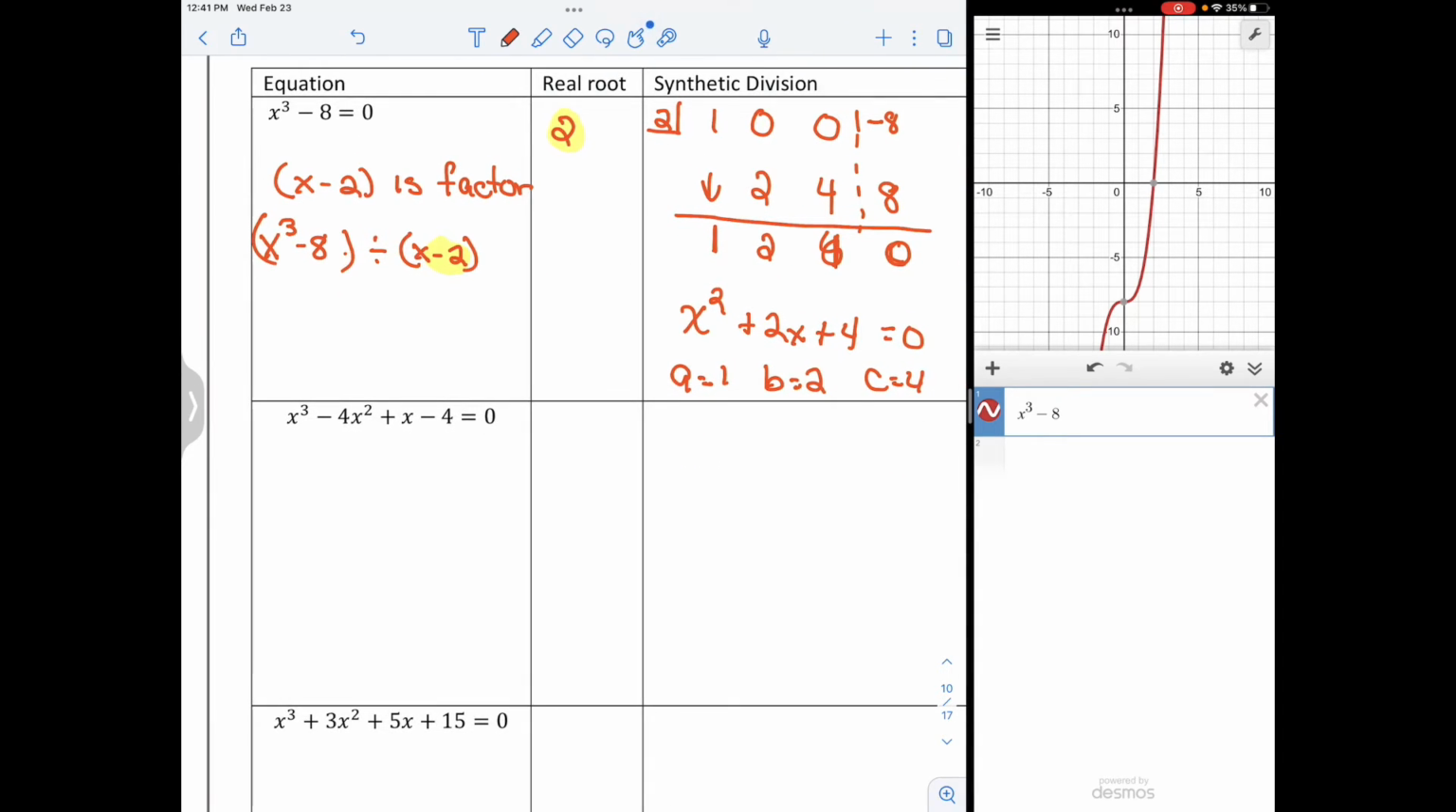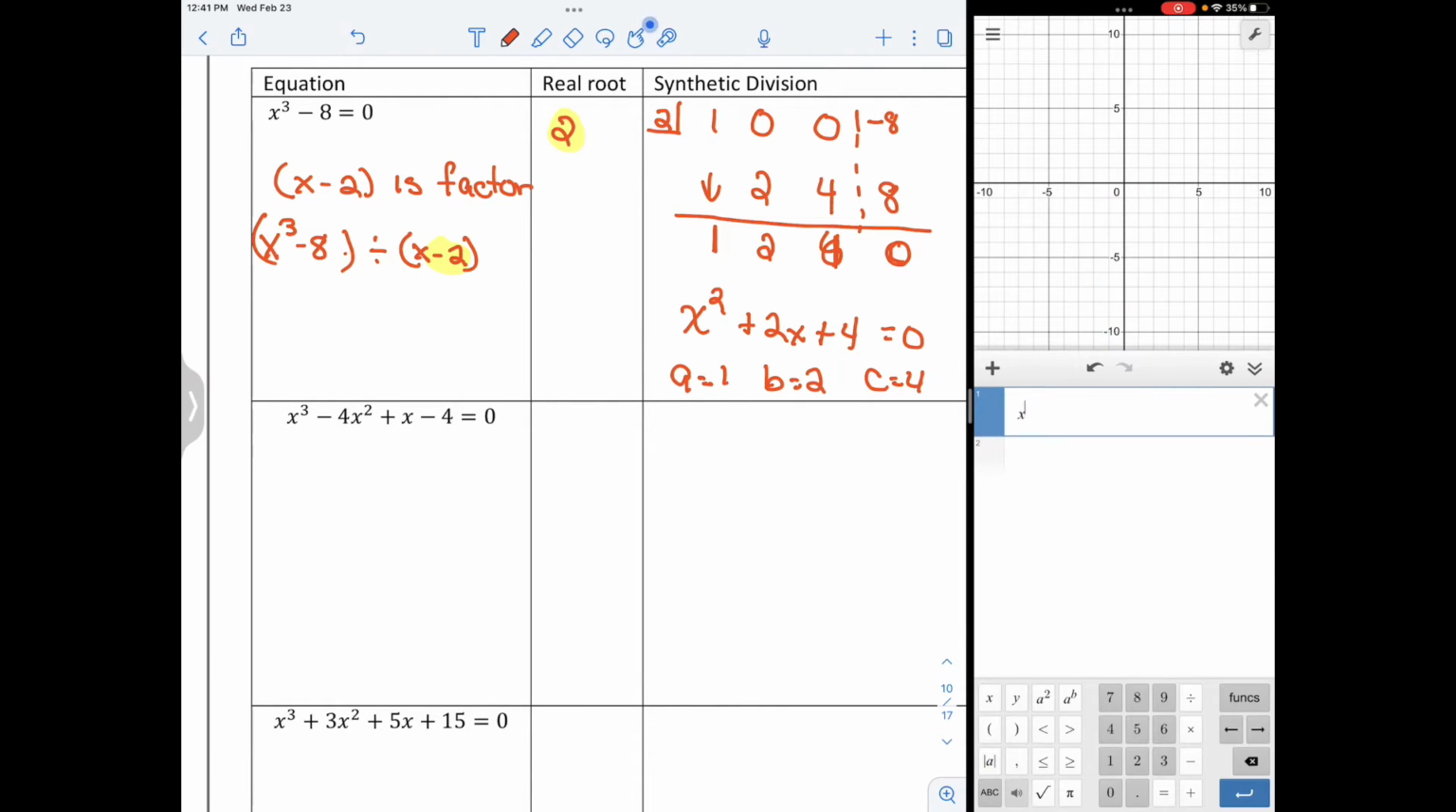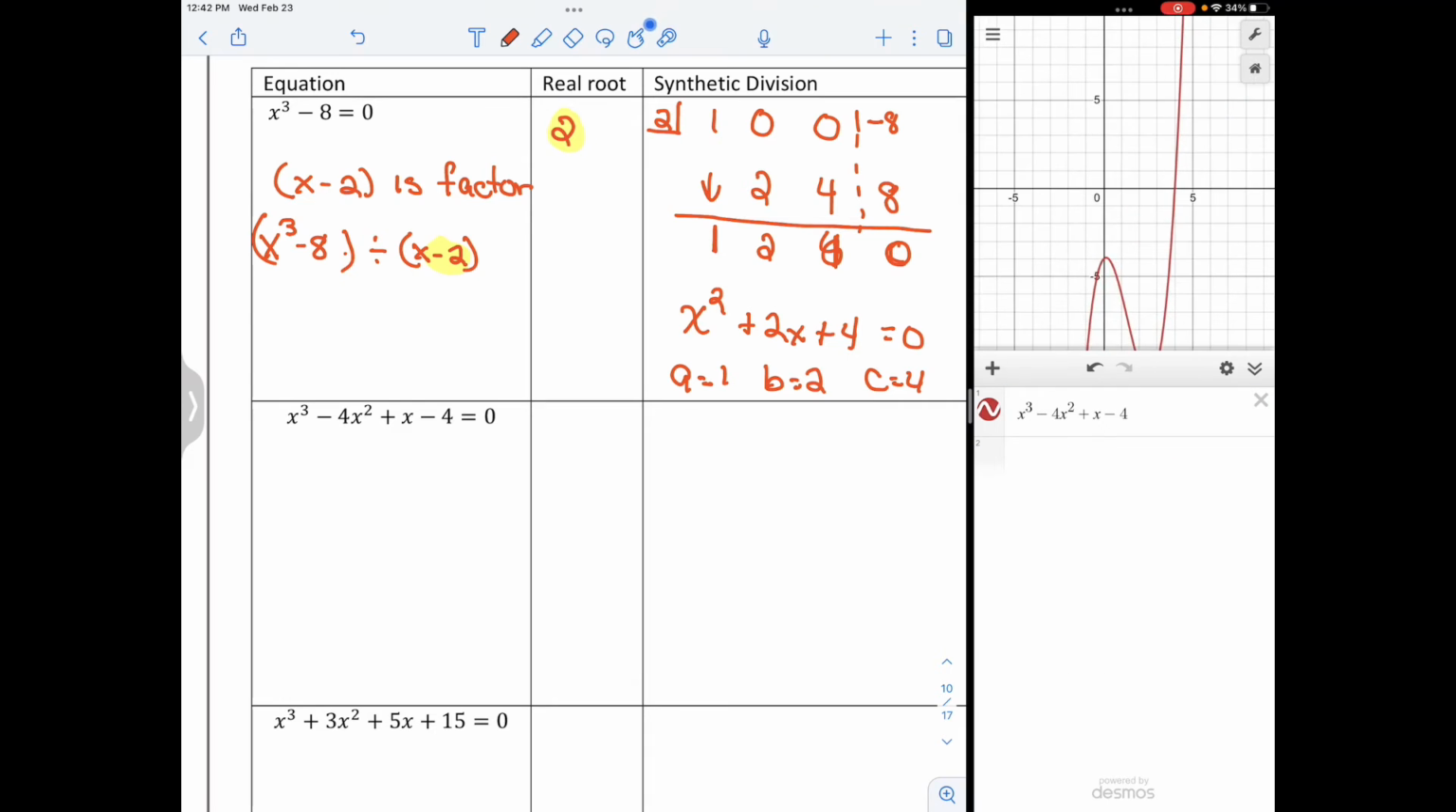Again, I have to start by graphing this because I don't know how to factor it. Well, actually I do, but you don't. So we have x cubed minus 4x squared plus x minus 4. Okay, once again, I see that I only have one solution, and that solution is at 4. I only have one real solution.